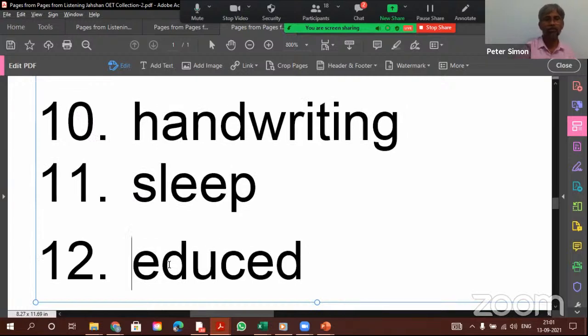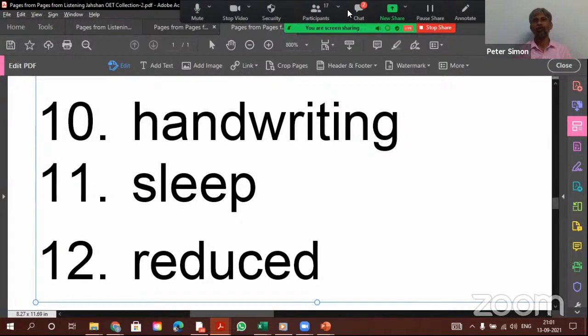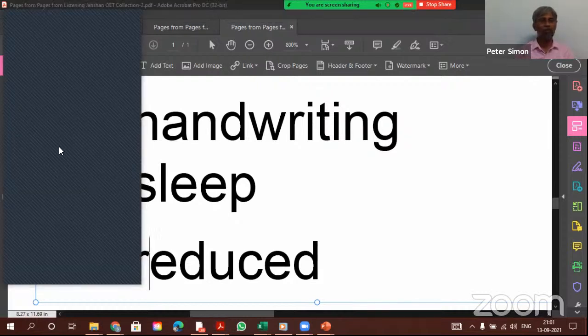Reduced, R, small letter. Okay, fine. Right. Now coming to the point.